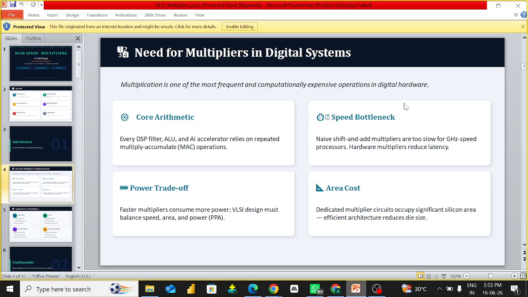That is the speed bottleneck. You have written something, right? Naive shift-and-add multipliers are too slow for high speed, meaning shift-and-add multipliers do repeated addition. Their performance is extremely low. That's why you use dedicated multipliers.